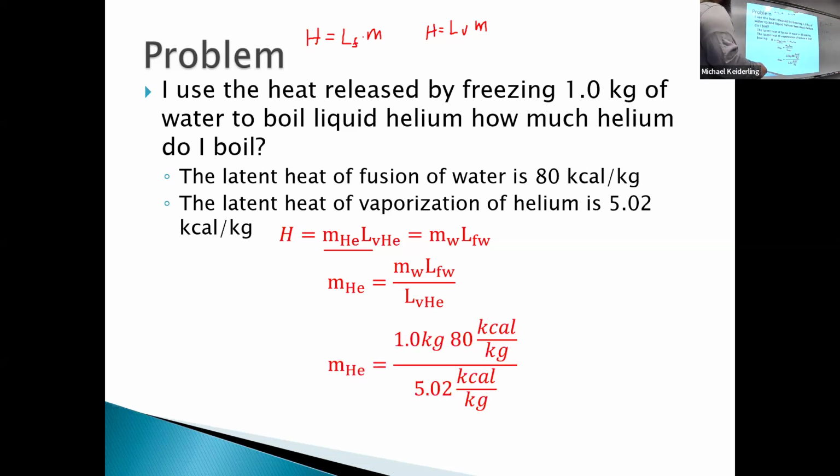We have 1 kilogram times 80 kilocalories per kilogram, so 80 kilocalories of heat, and we're pulling it out at 5.02 kilocalories per kilogram. That will boil 15.9 kilograms of helium.